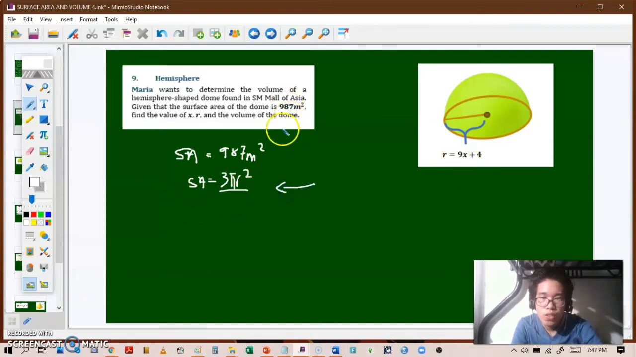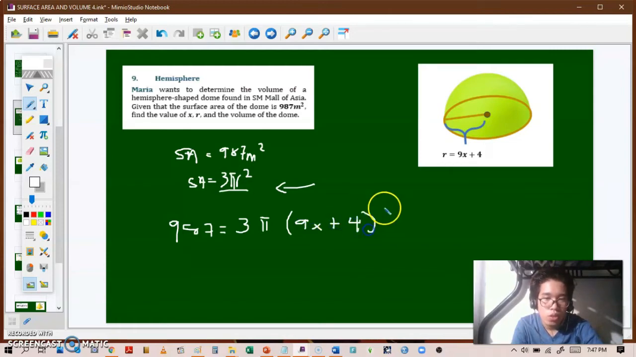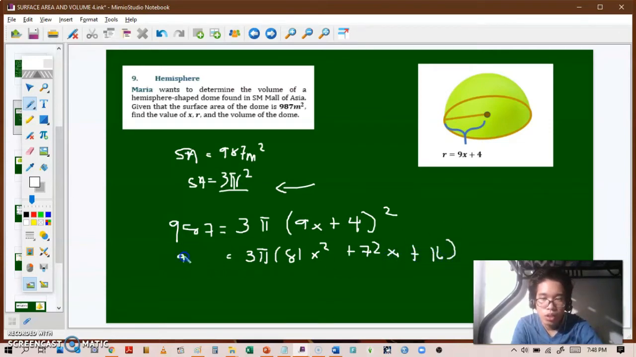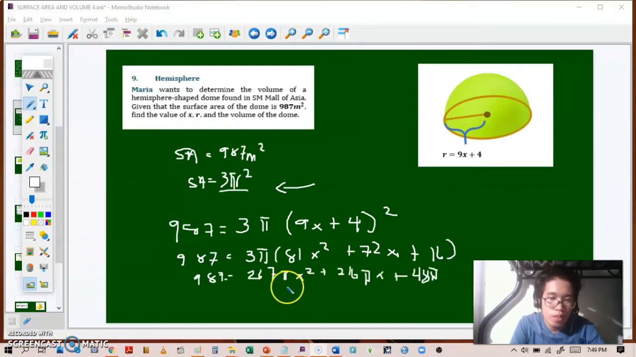So we get that the surface area, which is 987, is equal to 3 pi r squared, so it's 9x plus 4 squared. If we square 9x plus 4, we get 81x squared plus 72x plus 16. That's equal to 987. And simplifying, we get this expression: 267 pi x squared plus 216 pi x plus 48 pi.